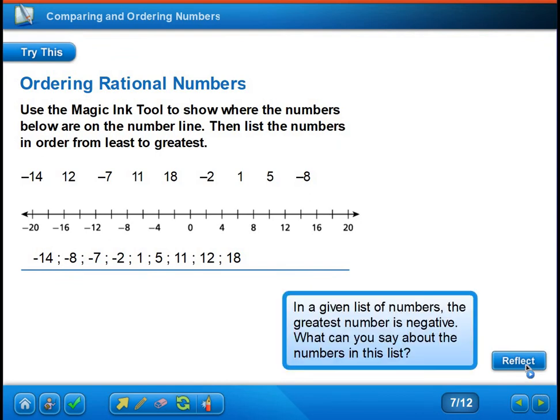In a given list of numbers, the greatest number is negative. What can you say about the numbers on the list? If the largest number is negative, that means there can't be anything to the right of it. Even if the number is -1, no positive number can be on the list, because nothing can be to the right of it; they would all have to be larger. So what we can say is that every other number in the list is negative.